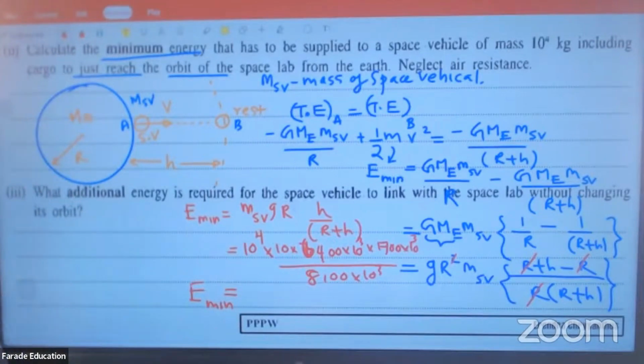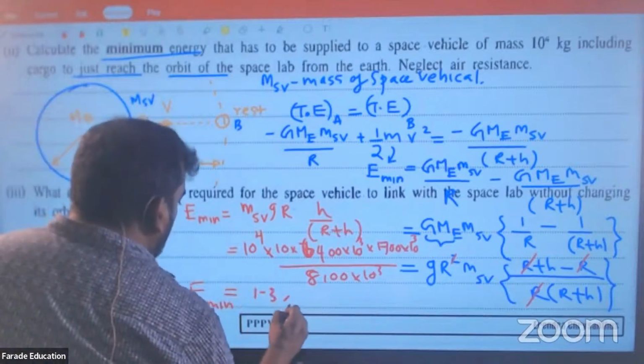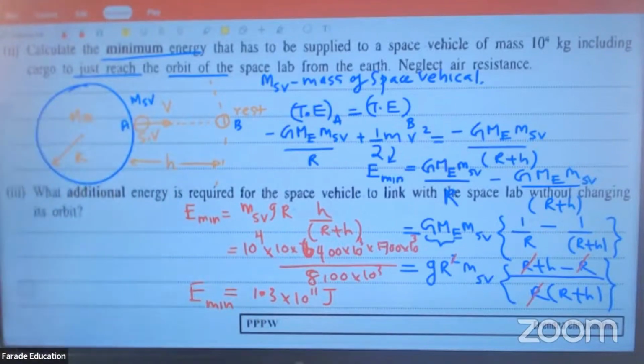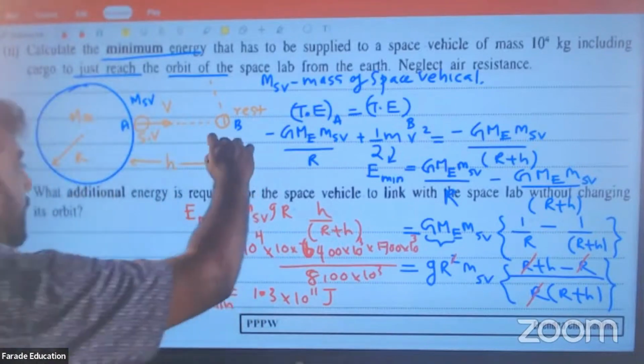Minimum energy can be found: 1.3 × 10 to the power 11 joule. Right, so all this working.